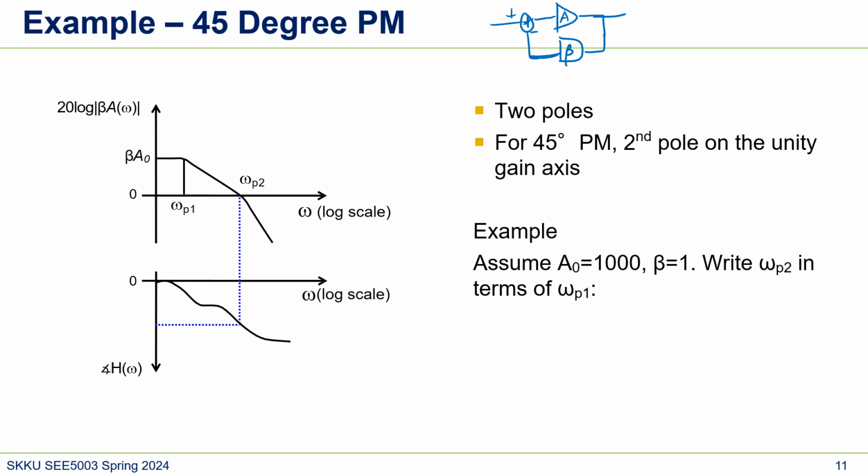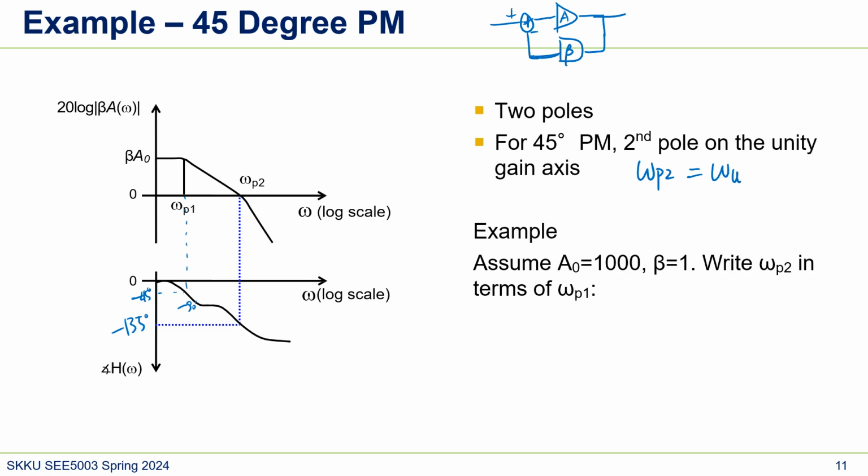That's how it works. At the first pole, that's minus 45 degrees, and this will be minus 90, and then at the second pole, that's minus 135 degrees, and you see that the gain is already 1, which is 0 because we're using log. So this is how the phase margin is 45. So again, we assume a two-pole system, and for 45 degree phase margin, the second pole, omega p2, should be on the unity gain axis right here. So for example, assume A0 is 1,000, and beta is 1. What is omega p2 in terms of omega p1?